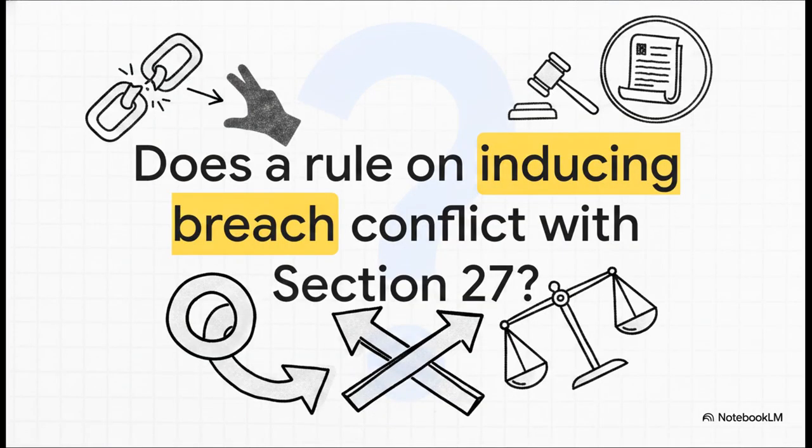But giving you the rule, that's just the setup. Here's the actual question. Does a separate common law rule allowing lawsuits for inducing a contract breach conflict with Section 27? So the absolutely crucial point here is that you aren't recalling case law from memory to answer this. You are being forced to reason through whether these two specific legal ideas, a statutory rule against trade restraint and a common law rule about inducing a breach, can logically coexist.